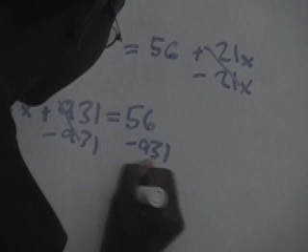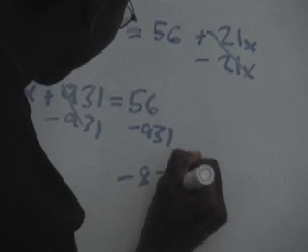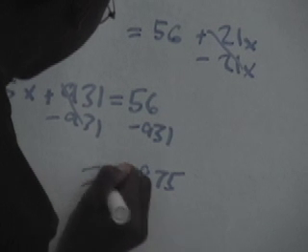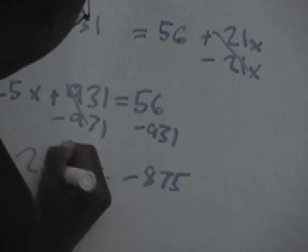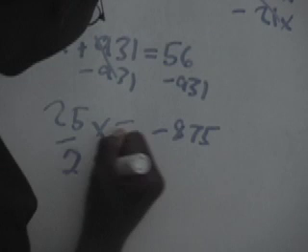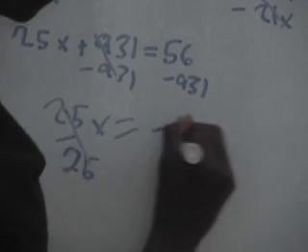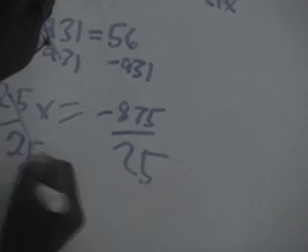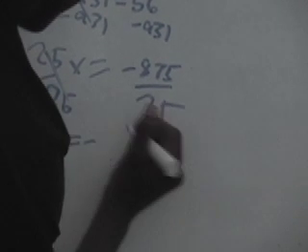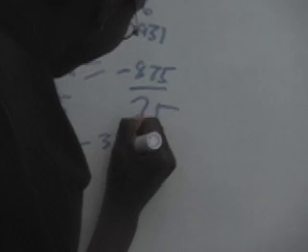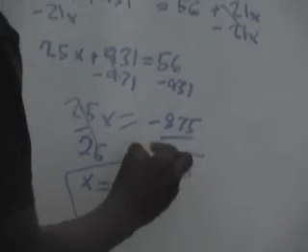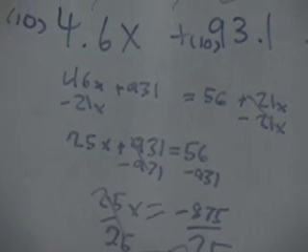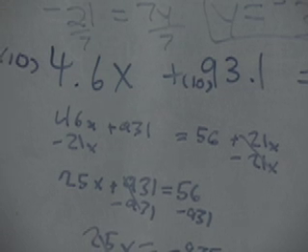Then it's negative 875 equals 25x, and divide by 25 on both sides. X equals negative 35. We'll be there by Thanksgiving. Give a serious hand now. Real clapping here.